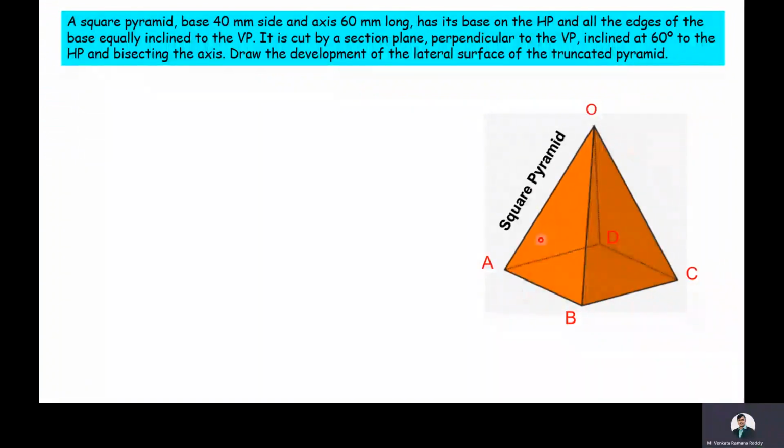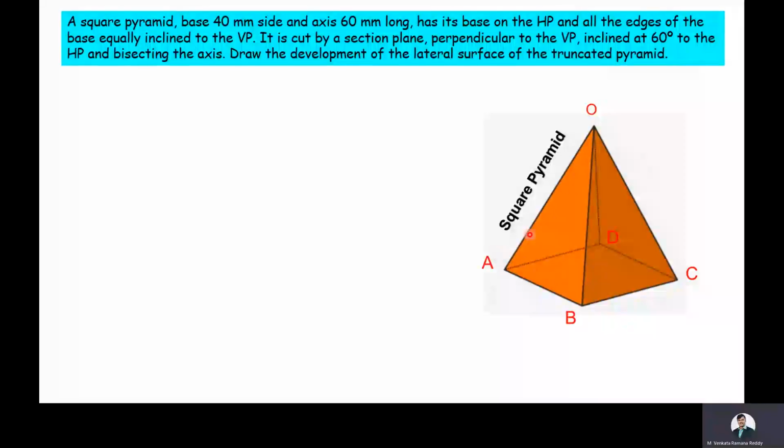This is the square pyramid and it is resting on its base on HP such that all the edges of the base are equally inclined to the VP. That is, the edges say AB, BC, CD and DA are equally inclined to the VP. That means all these sides of the base are making an angle 45 degrees to the XY line in the top view. The square pyramid is cut by a section plane which is perpendicular to the VP and inclined at 60 degrees to the HP and bisecting the axis.